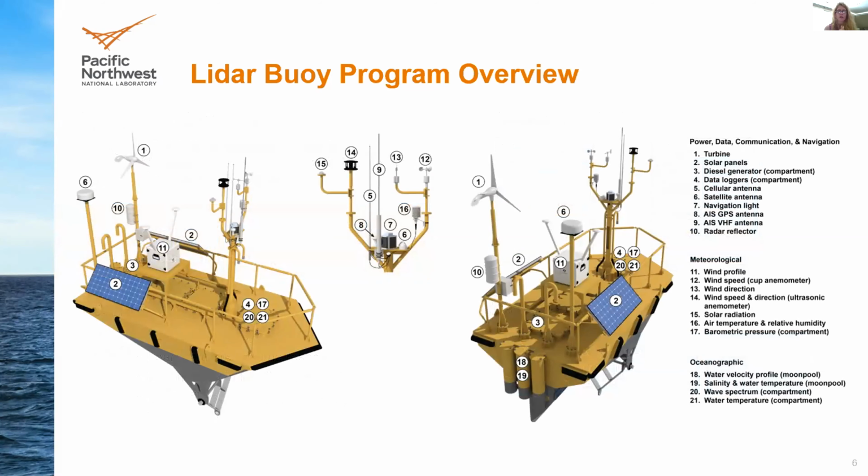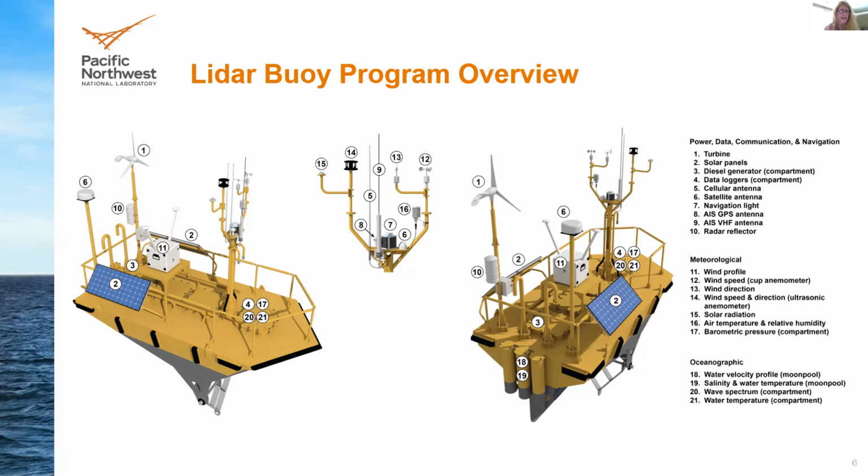All right, so in terms of the instrumentation that these buoys are equipped with, we've categorized them into 3 different categories. First, we have instrumentation related to power, data, communications, and navigation. So in terms of power, these buoys are mostly powered by renewable sources from a turbine and 2 solar panels. There is also a diesel generator in a compartment on each buoy. However, that is rarely used.